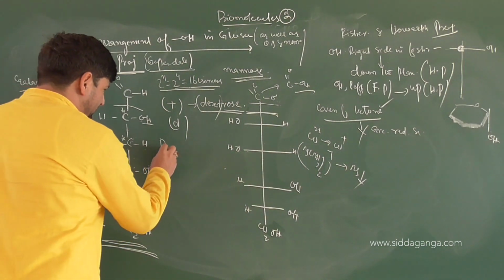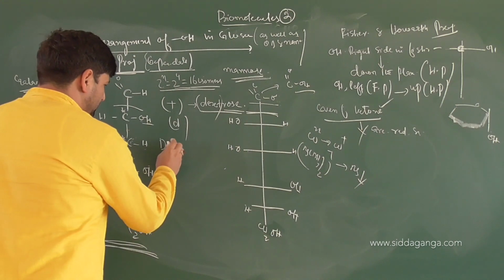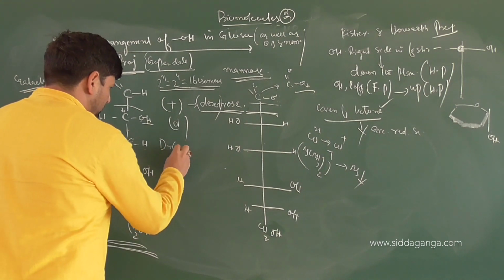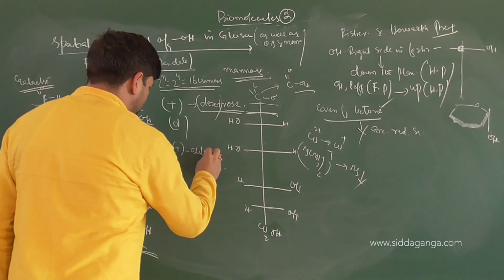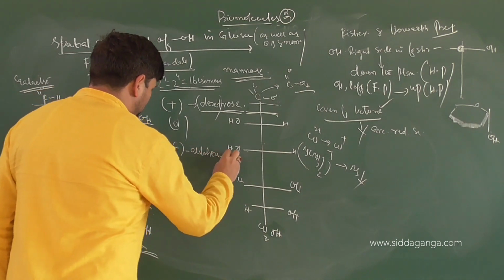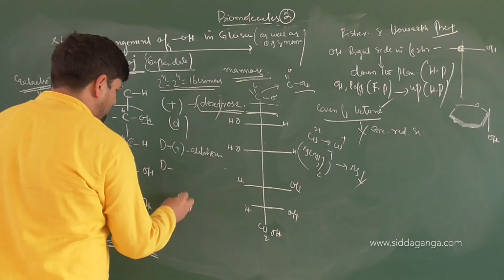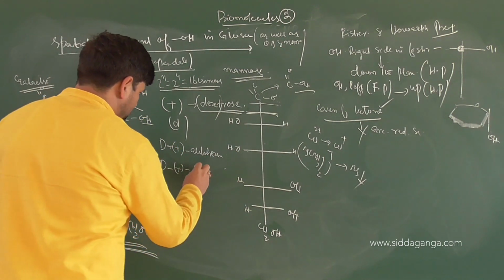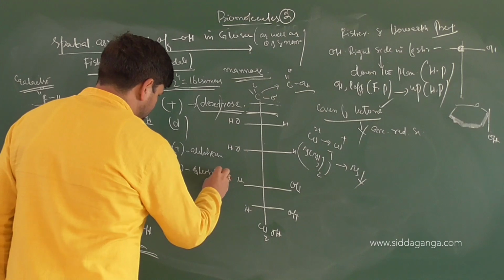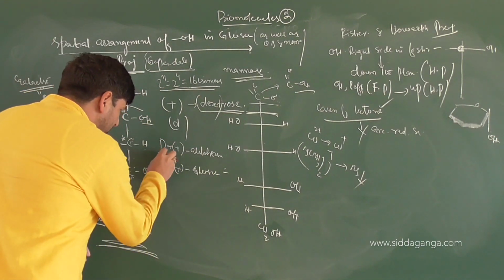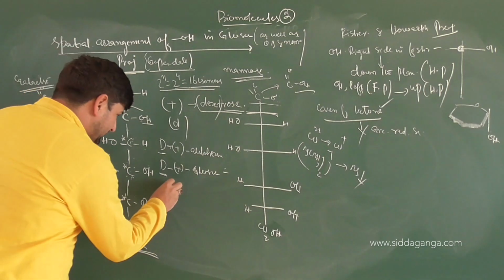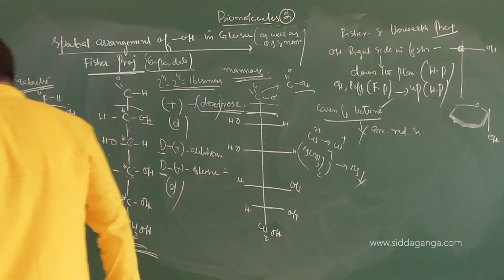It will be D plus aldohexose, or you can write D plus glucose. This D is different from the D which we are using. Now understand this one also.